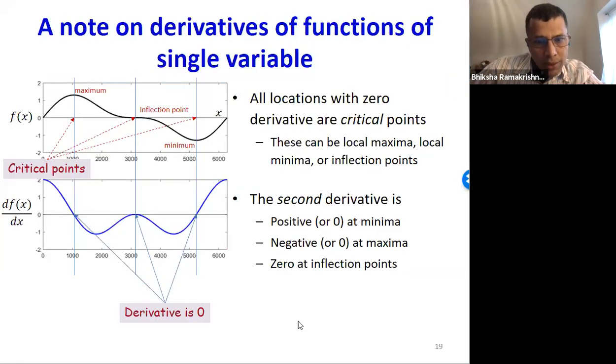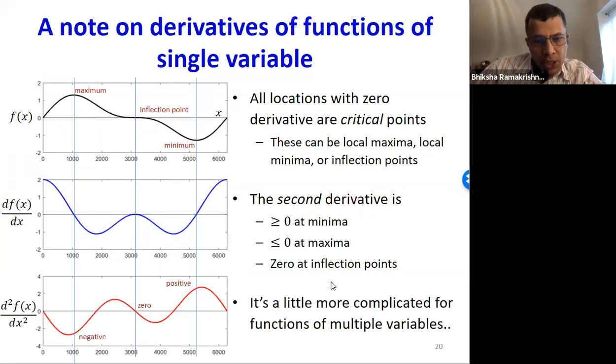So these are what are called inflection points. These are turning points. And the second derivative is going to be 0 at inflection points. So simply checking the second derivative may often not be sufficient. And for functions of more variables, it gets much more complex.